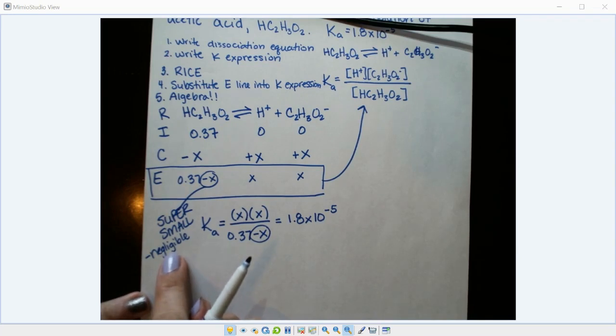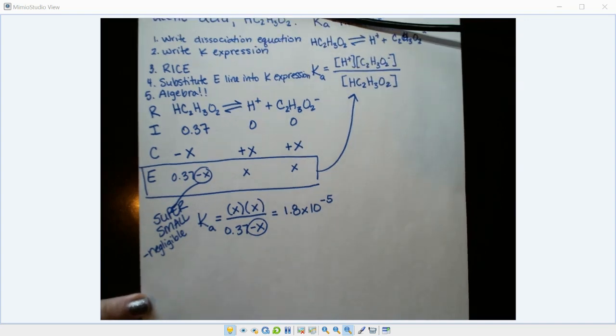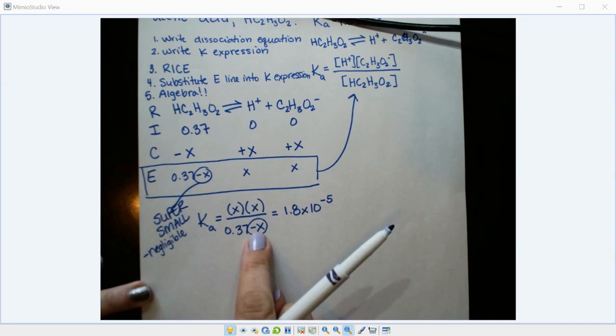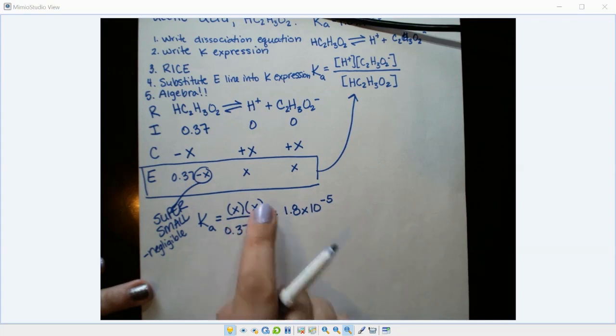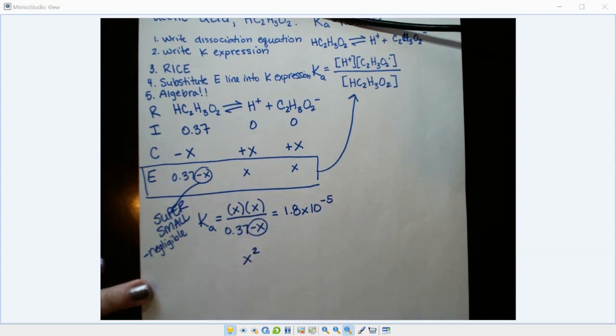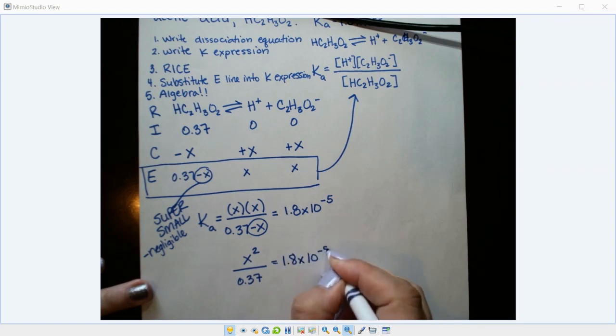It's like saying, what is the volume of one drop of water in comparison to the size of the ocean? Well, that one drop of water does change the volume of the ocean, but not so much that we can even notice that it changes it. It's a super duper small amount. So when I call this x negligible, I'm going to rewrite this and simplify some terms. So x times x is x squared, over 0.37, and I'm going to get rid of that minus x because we called it negligible. It's so tiny. And all of that is equal to 1.8 times 10 to the negative 5.